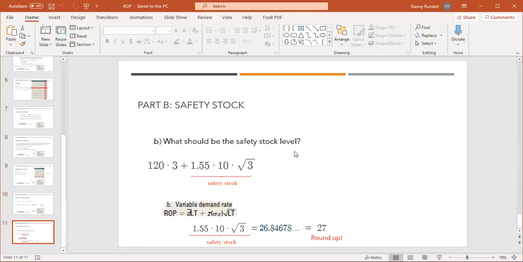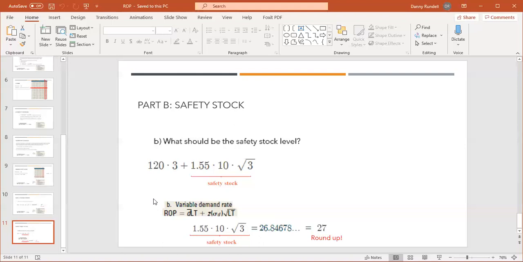So what should be the safety stock level is the second part of the question. Whenever you're doing reorder point equations, the safety stock is everything to the right side of the plus in this equation. All of this right here. So this is your safety stock. When you solve for the safety stock, you get 26 point a bunch of numbers, a partial number. But again, that's a discrete unit, so you're going to round up to 27.